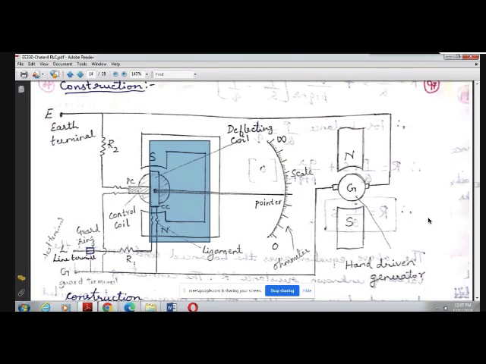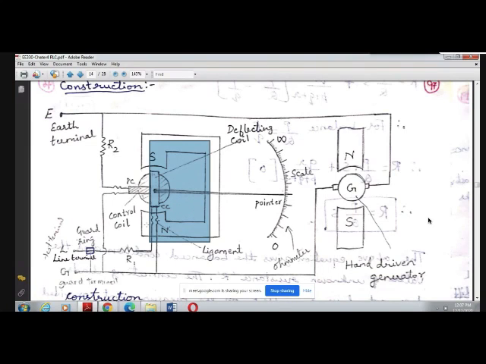This is a magnet and the coil. To this coil, it will be connected with two separate coils, that is the potential coil and the current coil, PC and CC. The potential coil will carry the voltage, and the current coil is the one through which the current flows. These two coils will be connected to the spindle to which the pointer is connected. And the coil is placed in between this permanent magnet.